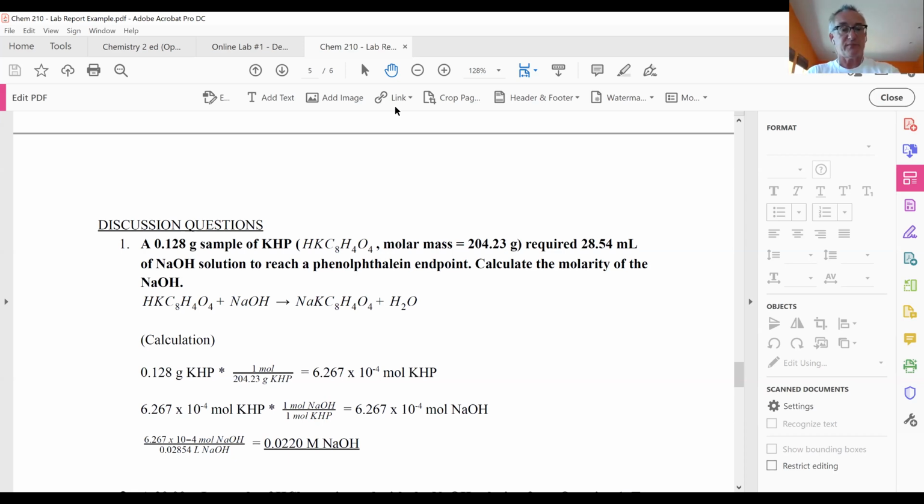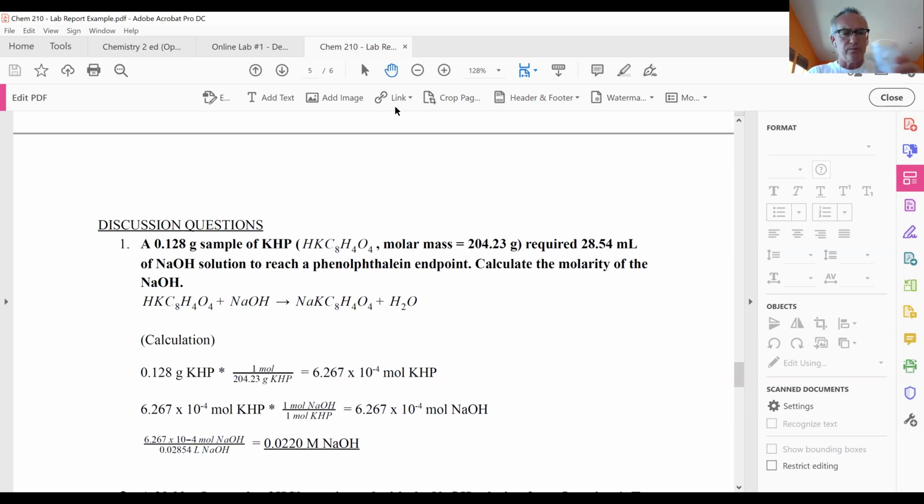And then finally, any of the pre-lab questions and post-lab questions should also be in the discussion. And that's pretty much it. Does anybody have any questions about how to write the lab reports?